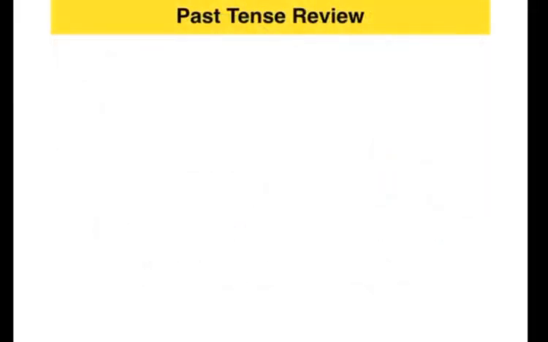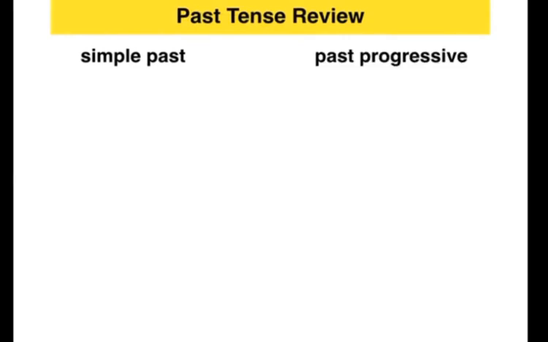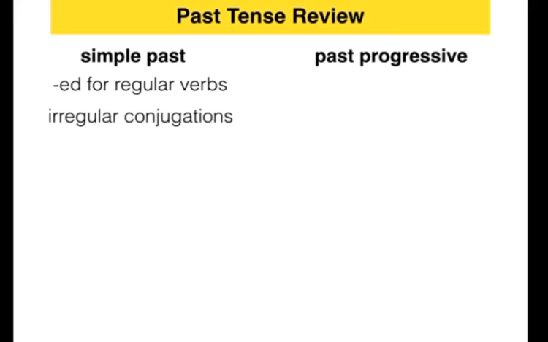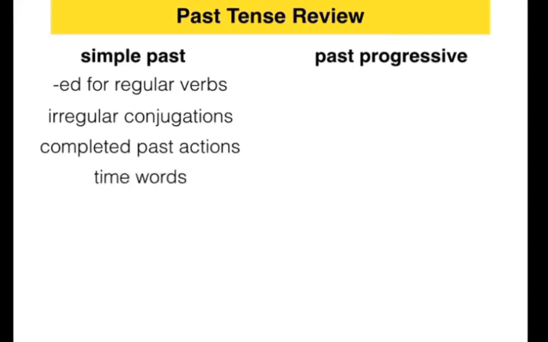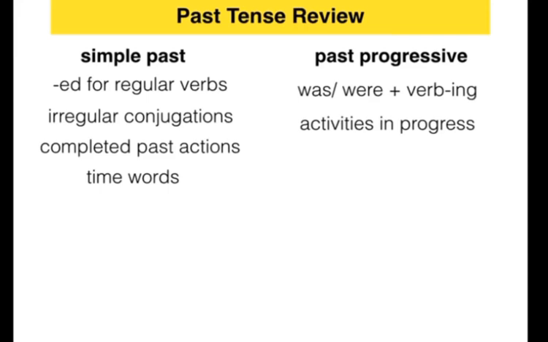Okay, let's quickly summarize this review. We use both the simple past and the past progressive to talk about past time events in English. To form the simple past, we need an ED for regular verbs. But watch out, because there are a lot of irregular conjugations as well. We use the simple past to talk about completed past actions, and this tense is often accompanied by time words, like yesterday. To form the past progressive, we need was or were and a present participle. We use the past progressive to talk about activities in progress, and this tense often appears with another activity in the past.